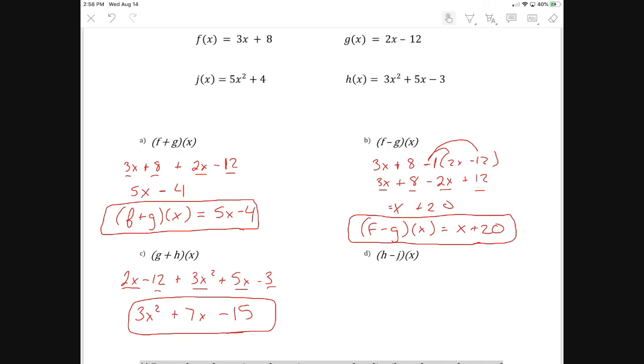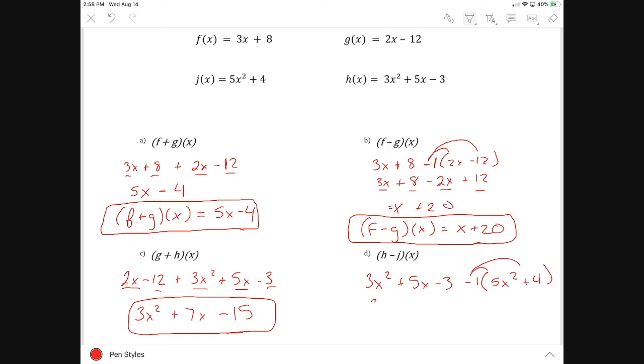So now we've got our h of x minus our j of x. So what we're going to do is we're going to have 3x squared plus 5x minus 3 minus 5x squared plus 4. So we're going to distribute that imaginary 1 in there again. So we'll end up with 3x squared plus 5x minus 3 minus 5x squared minus 4. So this time we have the exponents that match. So that's going to be 3 minus 5. So we'll get negative 2x squared plus 5x is by itself. Then we have a negative 3 and a negative 4 to give us negative 7.